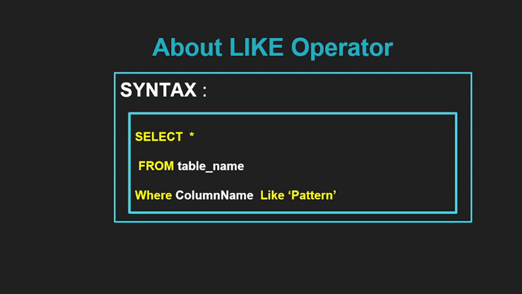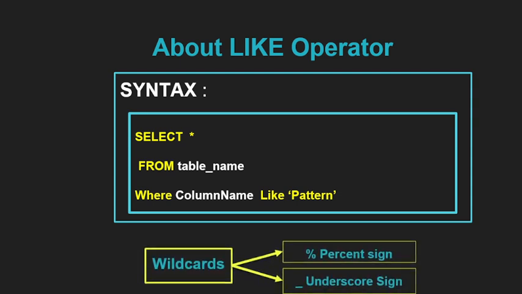We can also use the LIKE operator with some often-used wildcards, like the percentage sign and the underscore sign. Here you can see the percentage sign means 0, 1 or multiple characters, and the underscore sign means 1 single character.